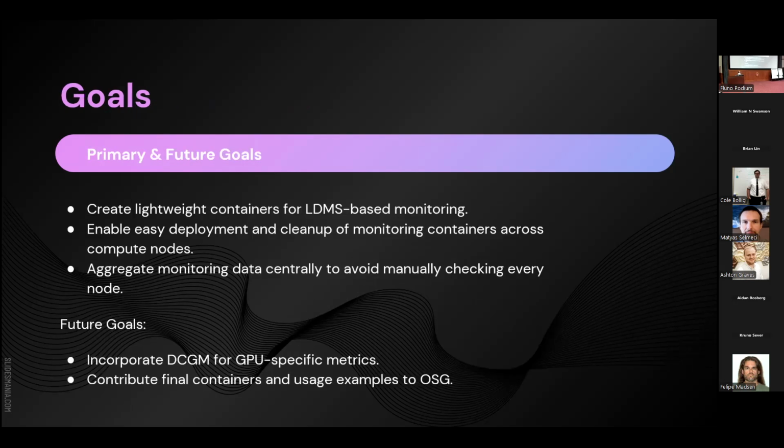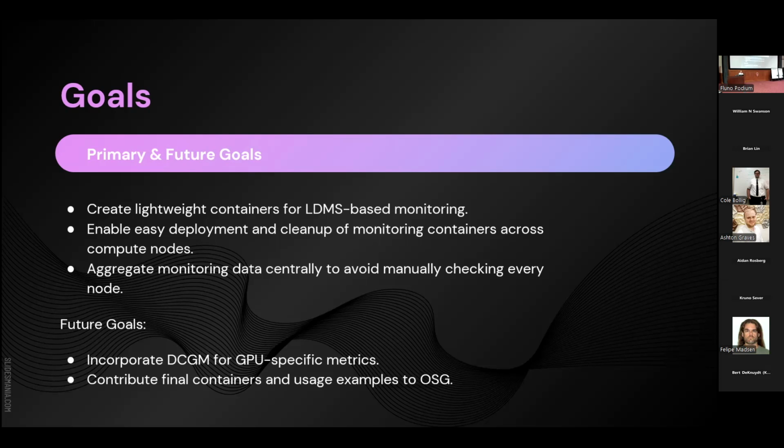The next thing. So what are our goals for now? Here we created a lightweight container for LDMS. And we are going to enable easy deployment and cleanup by monitoring containers across compute nodes, right? The way we do this is by aggregating monitoring data centrally, to avoid manually checking every node. So essentially we deploy all these Swarm containers and they're all centralized. All the data is going through that central node and that is being managed by that central node. So you guys don't have to manually be checking every single node for anything. And the same happens with cleanup. Once everything's done, the centralized node will clean up everything and just grab it, right?